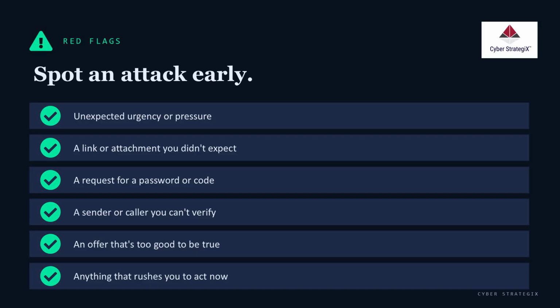Finally, train your radar. Here are the red flags that an attack is in progress: unexpected urgency or pressure, a link or attachment you weren't expecting, any request for a password or a one-time code, a sender or caller you can't actually verify, an offer that's too good to be true, and anything designed to rush you into acting now. Spot even one of these and slow down.